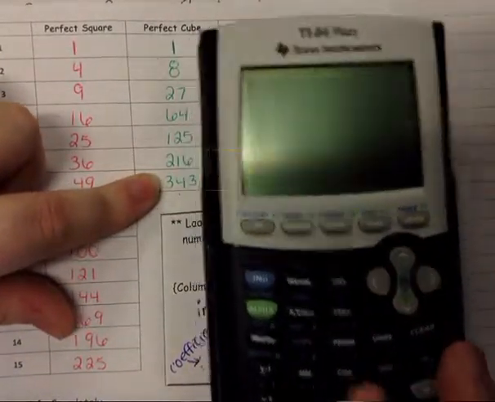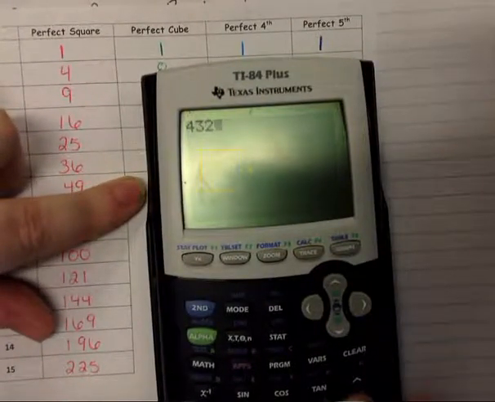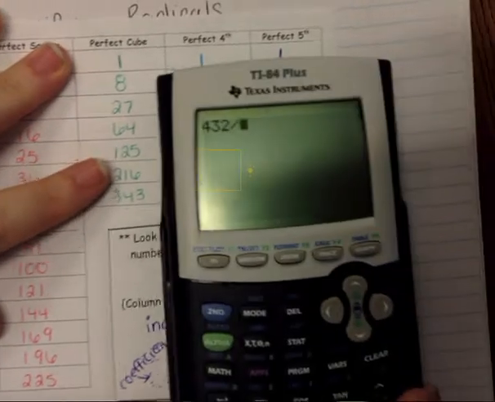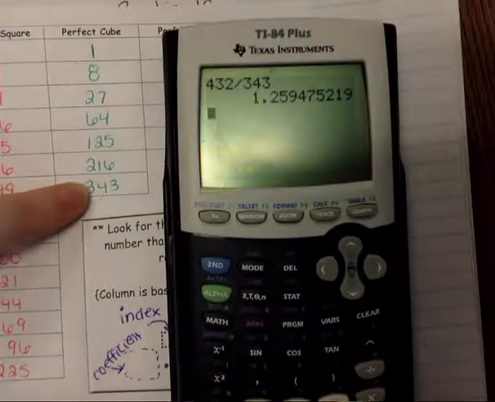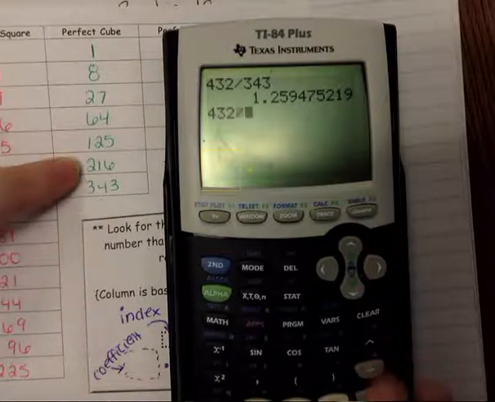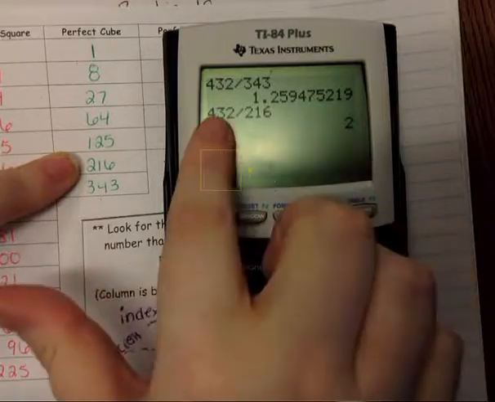So I'm going to clear out my calculator. It was 432 divided by, we're going to start with 343. So 343. That gives us a decimal. So I'm going to go 432 divided by 216. Gives us a whole number.